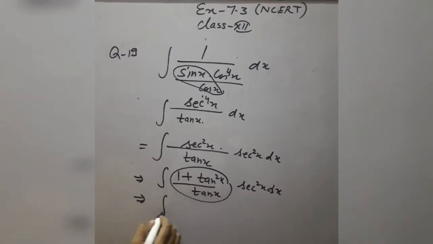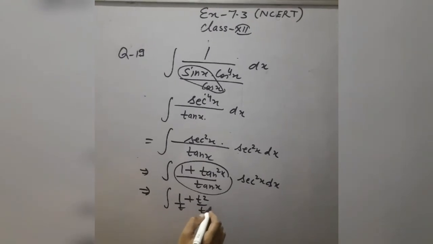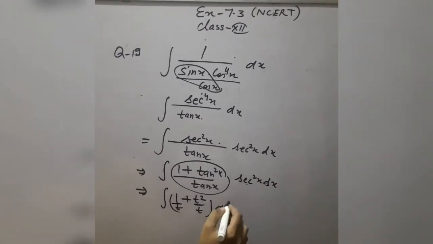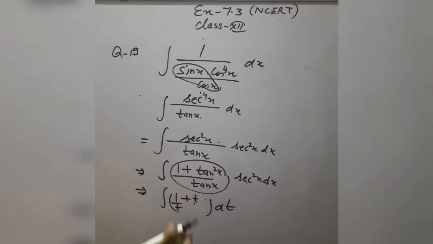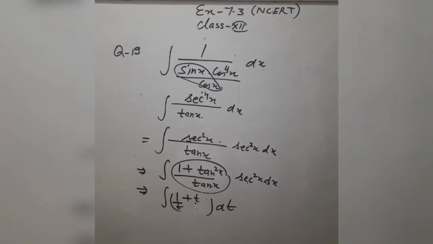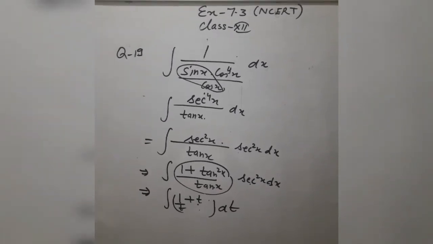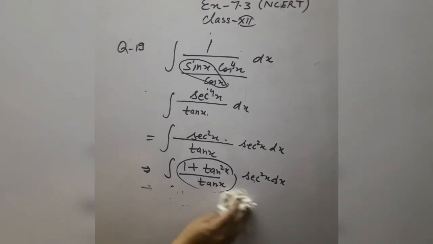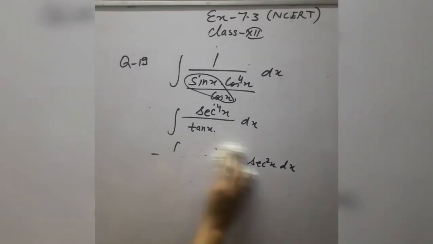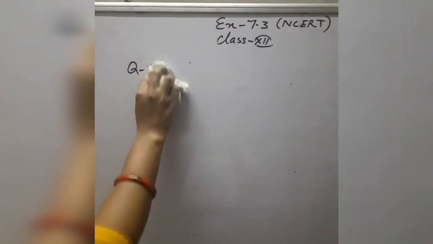Put tangent x is equals to t. It becomes 1 plus t square divided by t, and it becomes dt. Now very easily you can integrate it, t square by t, it can be written as t. What is integration of 1 by t? Log t, and integration of t is t square by 2, and in the last step in place of t put the value of t, which is equals to tangent x. So this is question number 19.